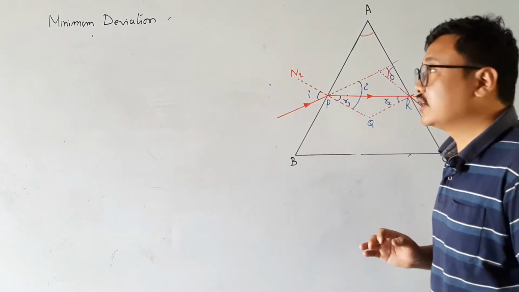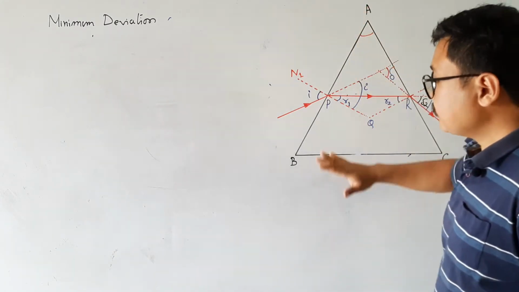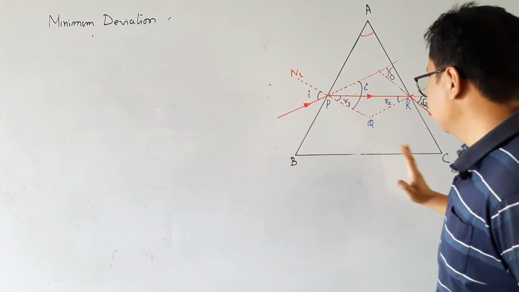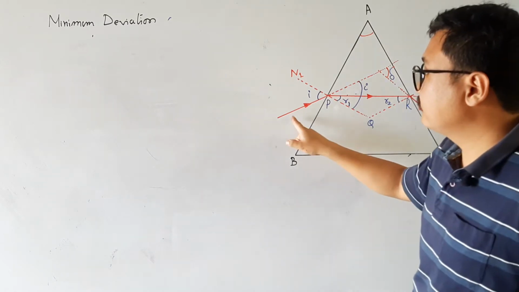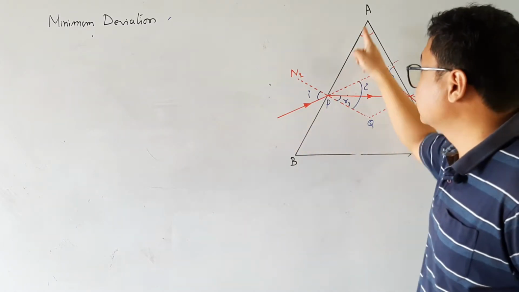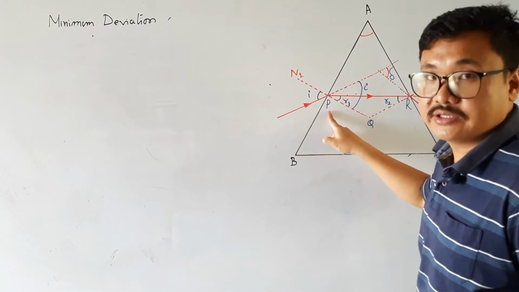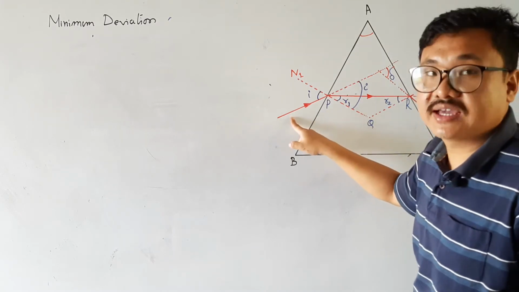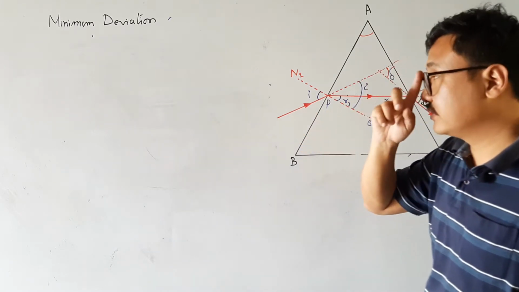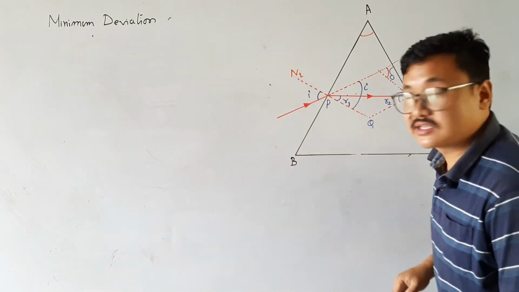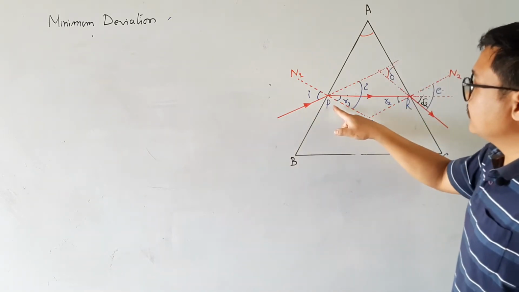To begin with, we have considered the prism ABC in which the incident ray is incident on side AB at point P. You can write the name of this incident ray as incident ray. Sorry for this noise, so many games are going on outside. So it is incident at P.